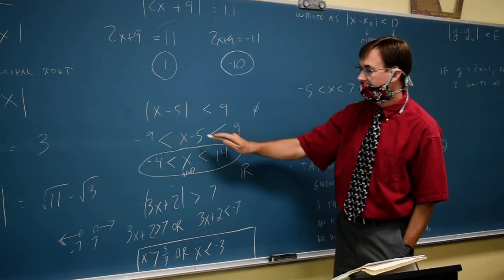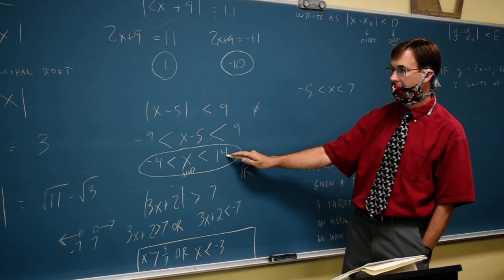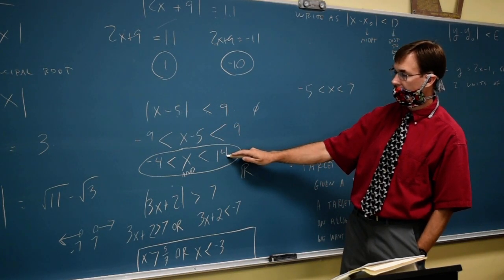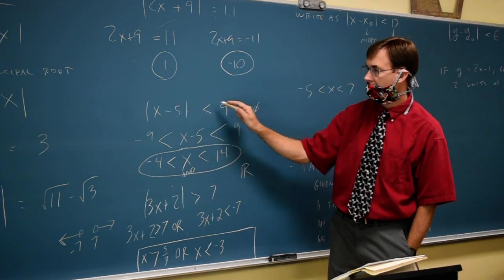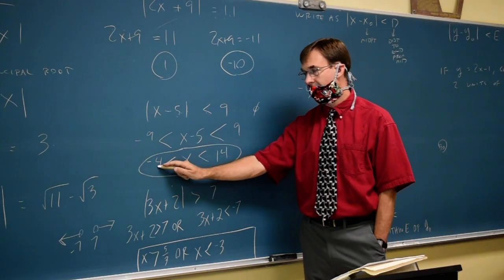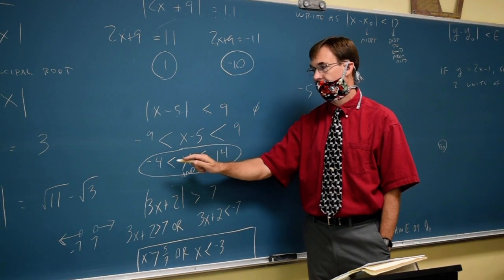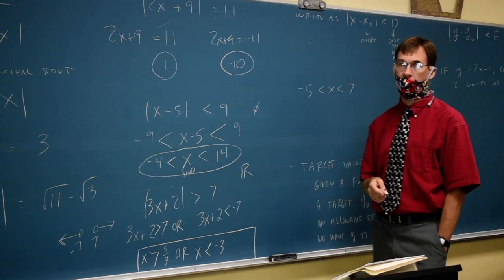And then from 5 to the high end of 14 is a distance of 9. Or from 5 to the low end of -4 is a distance of 9. That's what the 9 has to do.